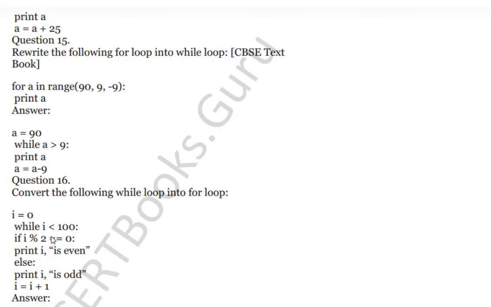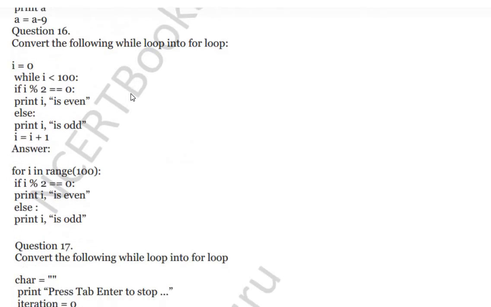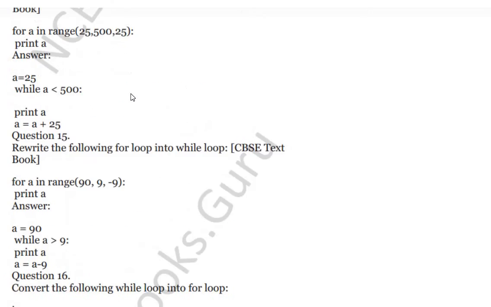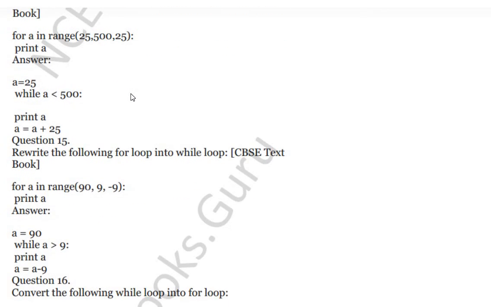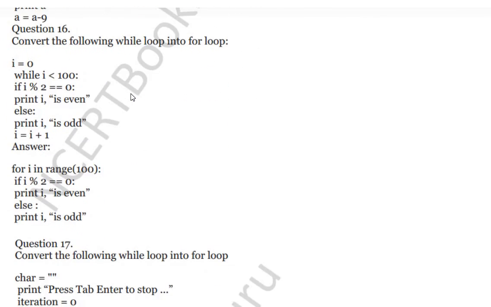Now next, rewrite the following for loop into a while loop. For a in range 99, again the same question is given. Now we will see the vice versa. If a while loop is given, how to convert it into a for loop. So you can note down these questions. I am giving you 1 or 2 minutes. Look at the question carefully and do it yourself. If you practice more, you will get more. Now come to question number 16.